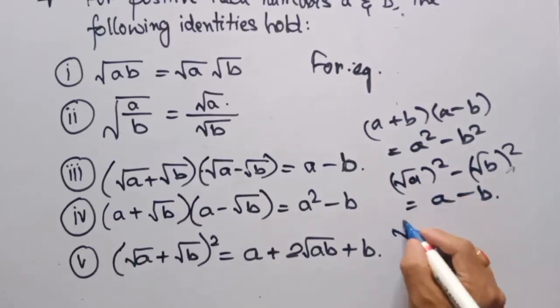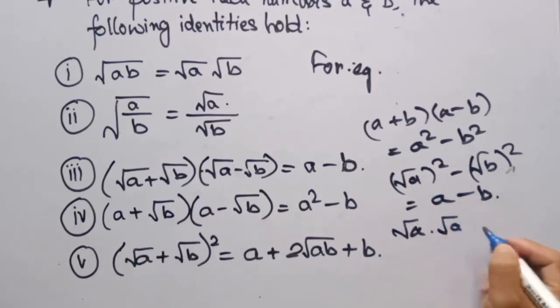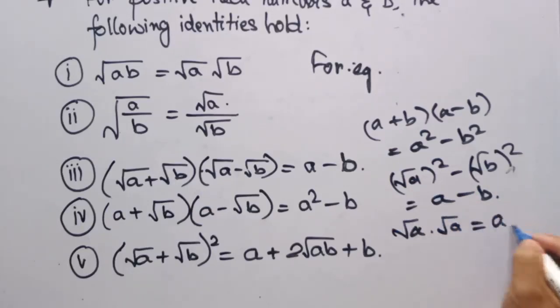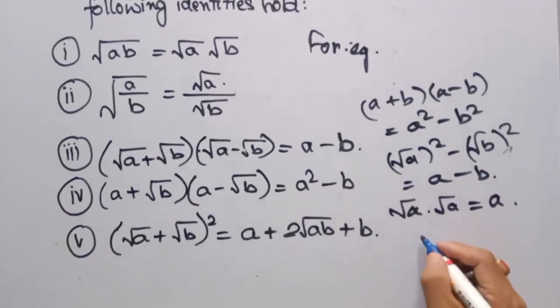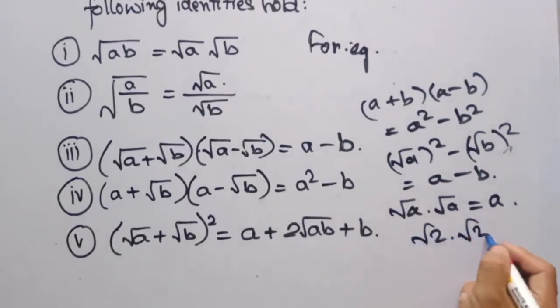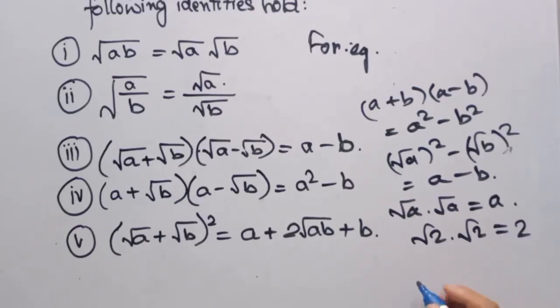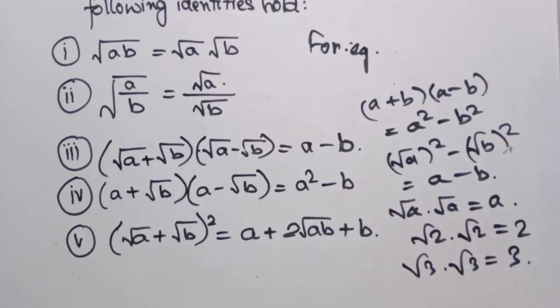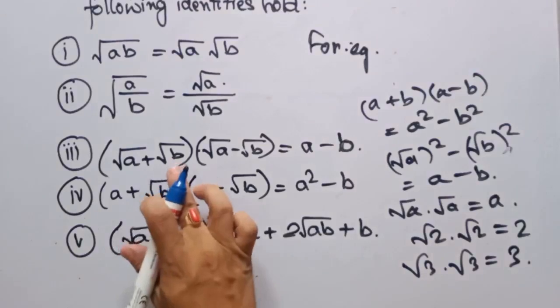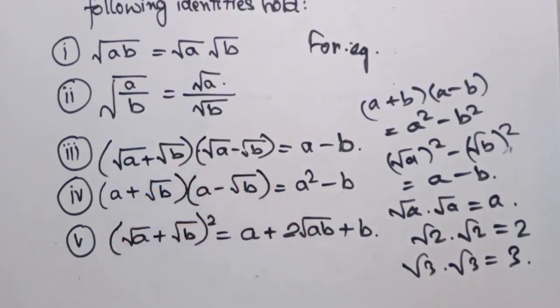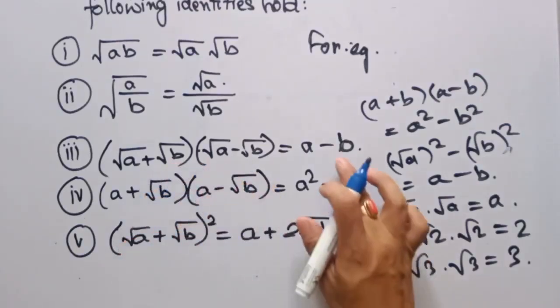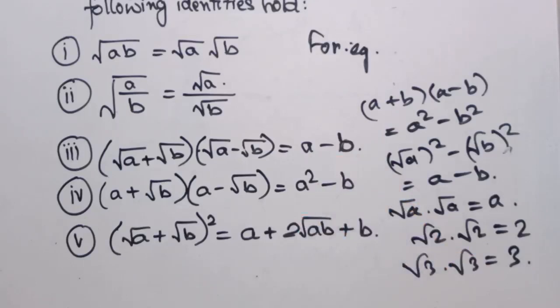Here one must remember that root A into root A equal to A. That is, for any two irrational numbers, for example, root 2 into root 2, we get 2, or root 3 into root 3 equal to 3. So root A plus root B whole into root A minus root B equal to A minus B.